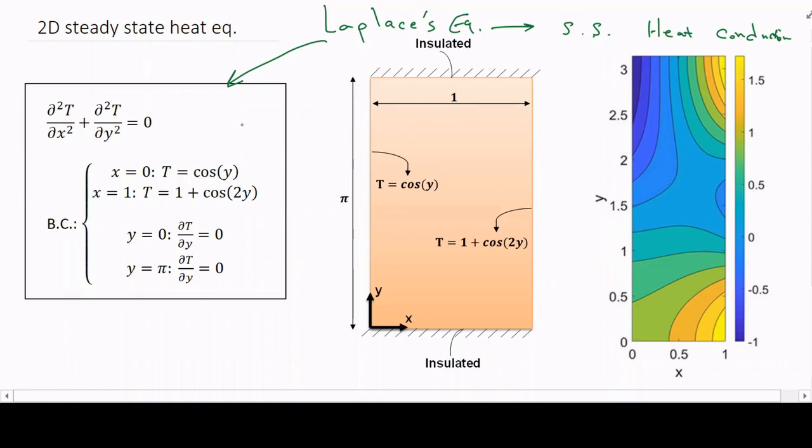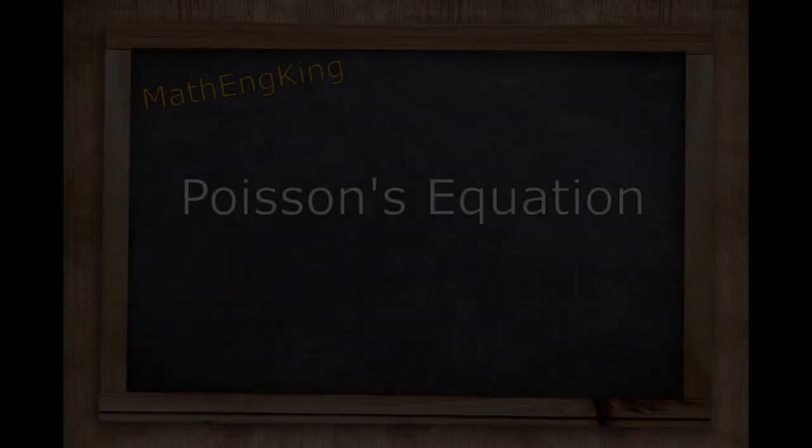And after solving this PDE, you would get a contour for temperature as shown here on the right hand side. And you're going to learn how to solve this type of PDE and how you can obtain the results and how you can interpret the obtained results.